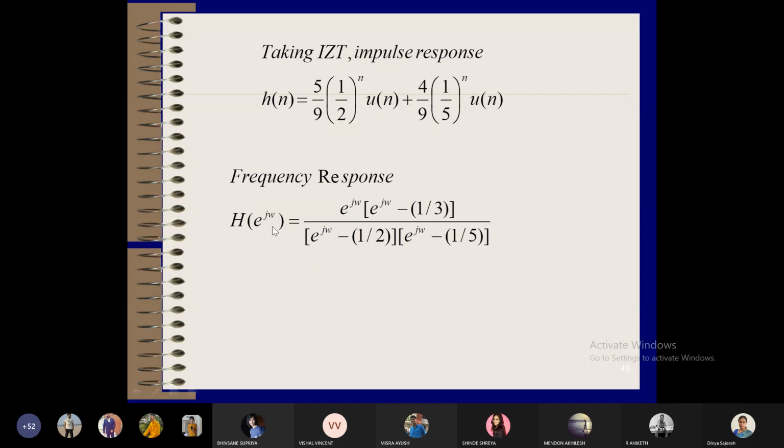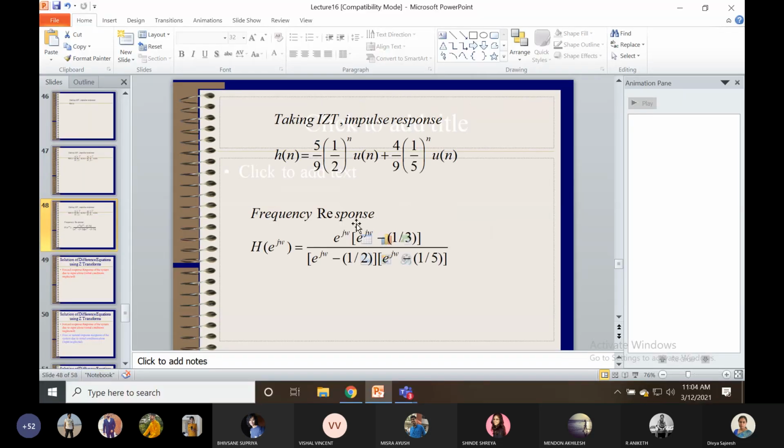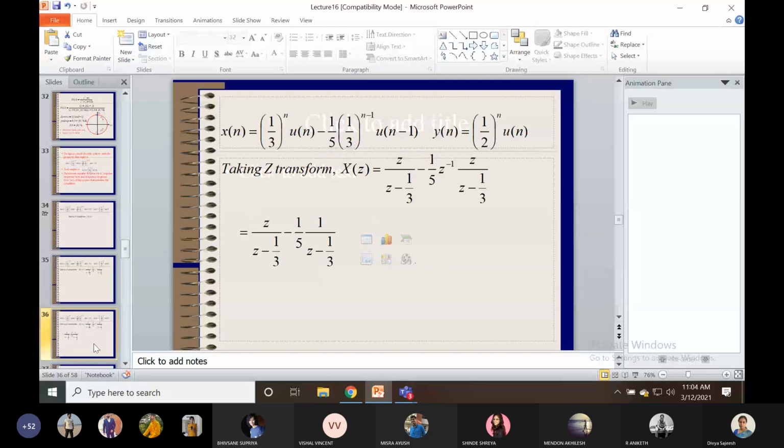By putting e raised to j omega in this equation which we just obtained, you will directly obtain the frequency response. So you obtained the transfer function, then the frequency response. Now the third one remaining is the impulse response. So impulse response is h(n). We have derived H(z). Now you have to obtain h(n) from H(z).